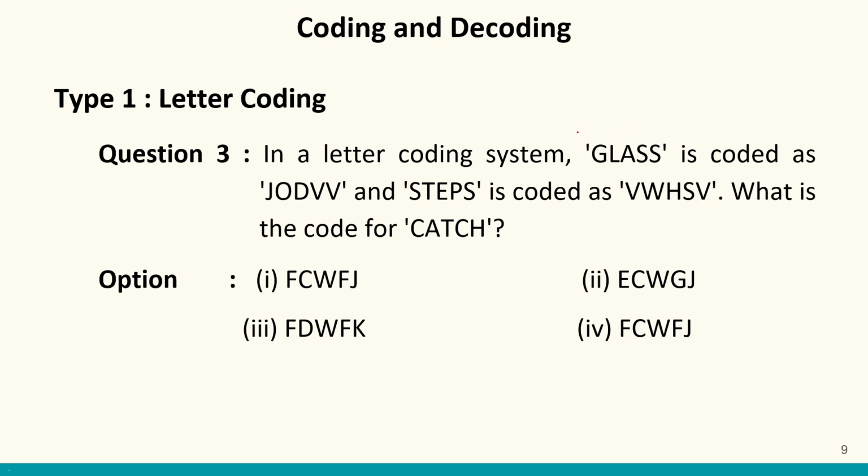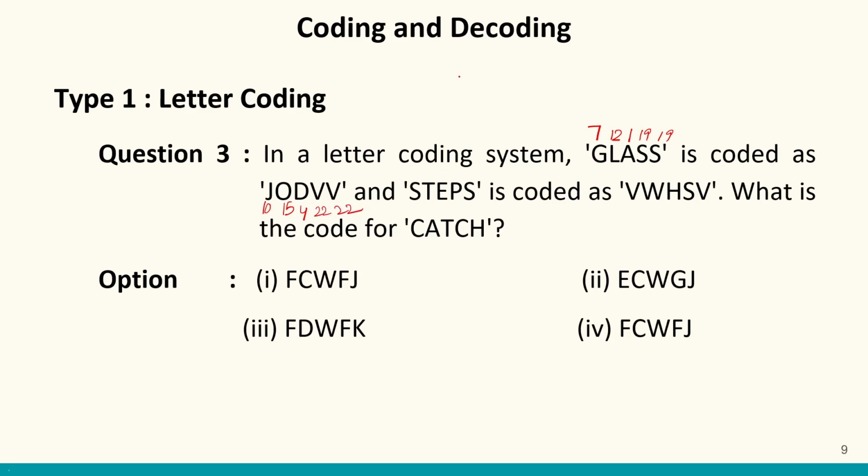Over here, let us follow the same procedure. In GLASS, G is ranked at 7. L is ranked at 12. A is ranked at 1. S is ranked at 19. So it is coded as JODVV. So J we know is coded as 10. O is coded as 15. D is coded as 4. V is coded as how much? 22.